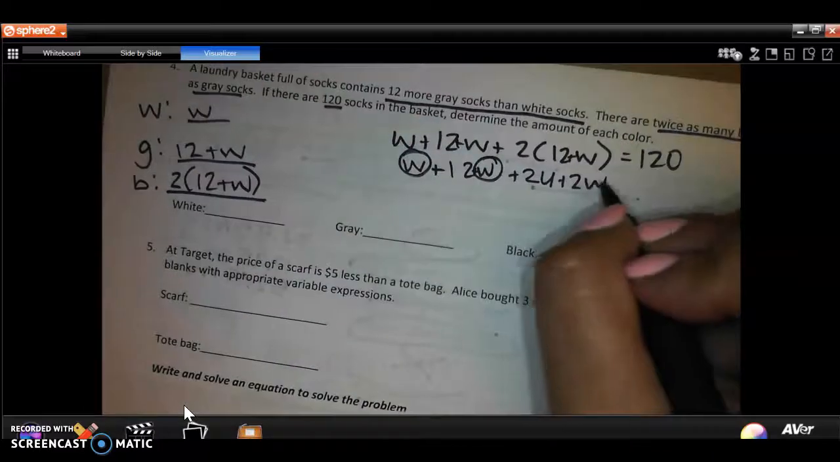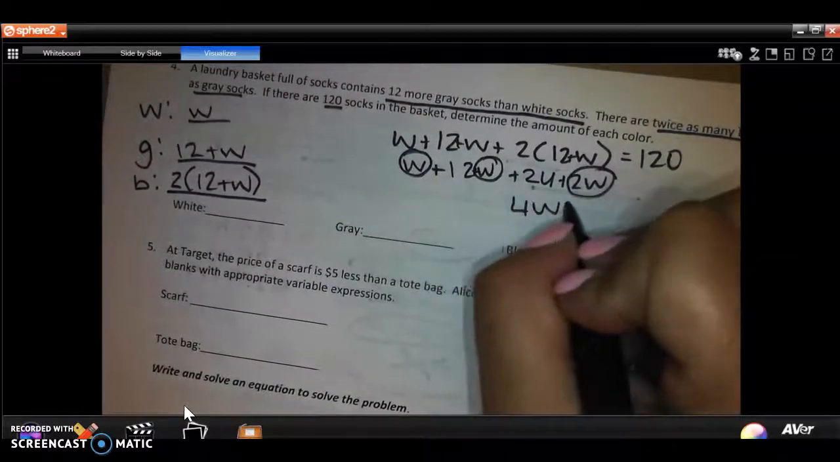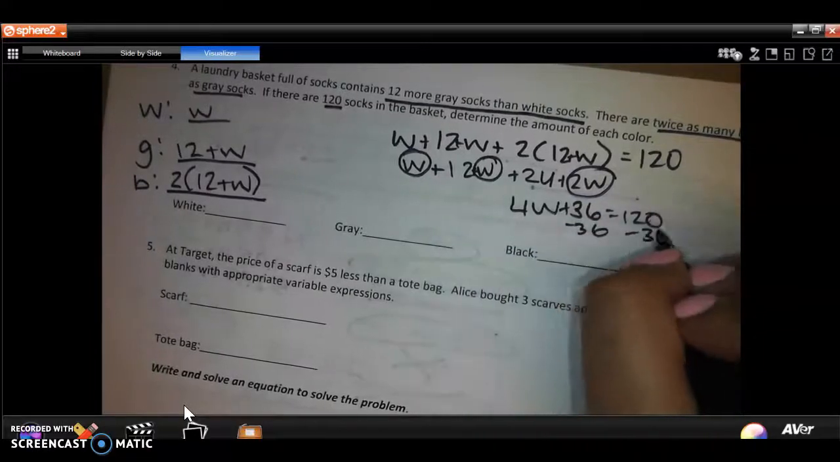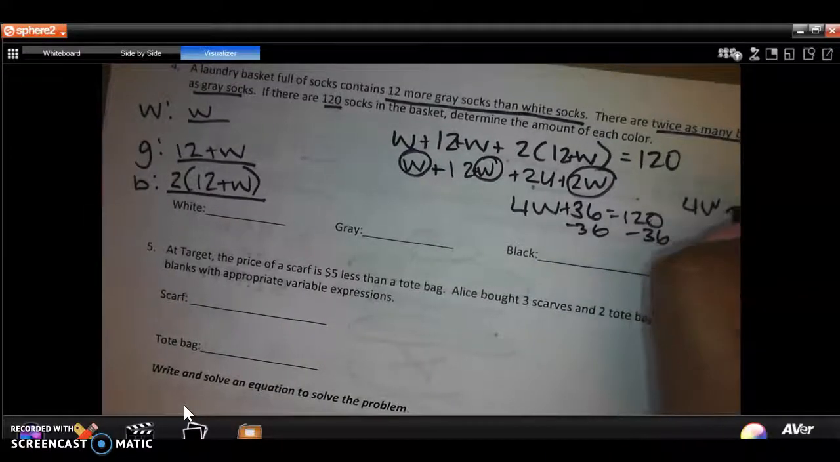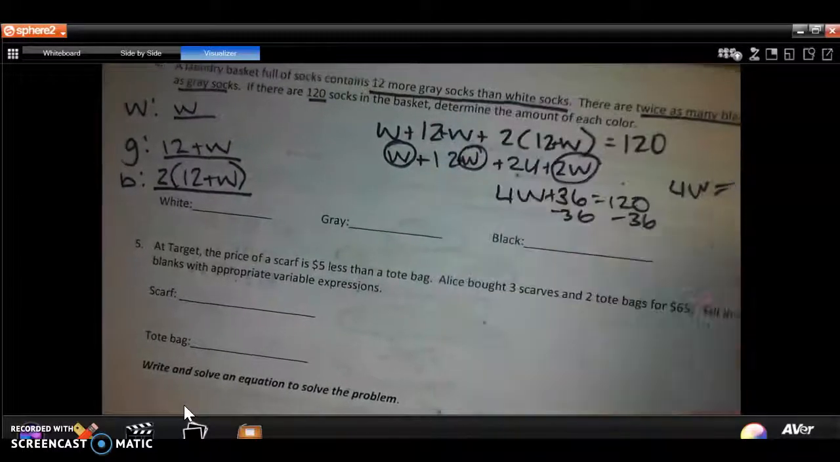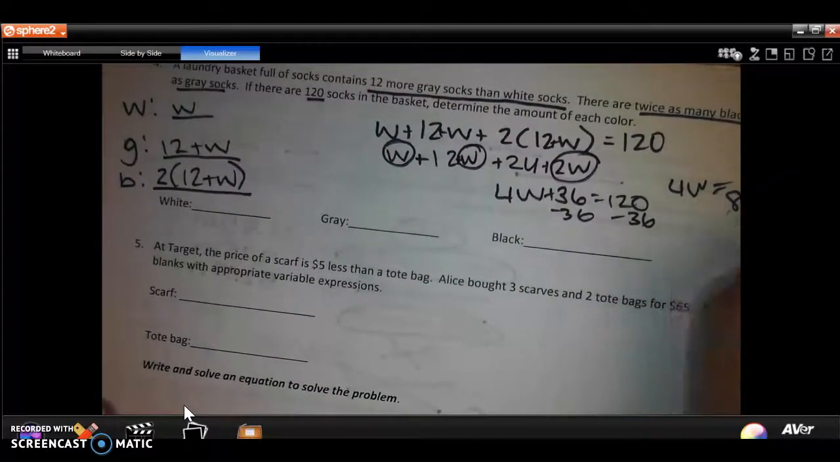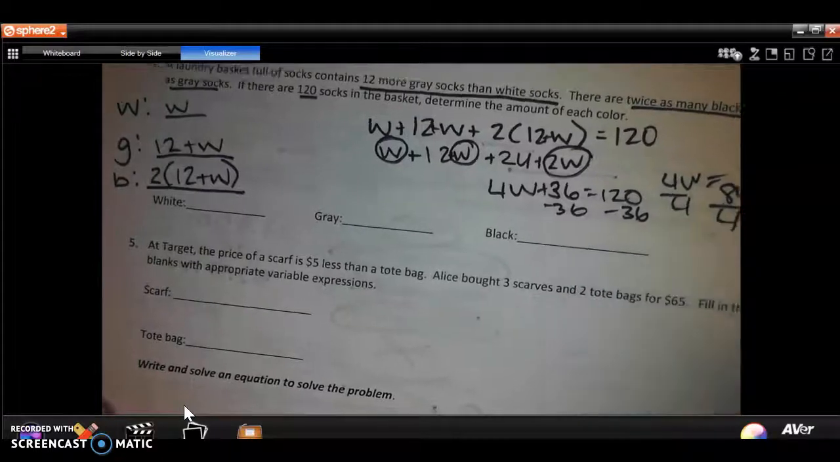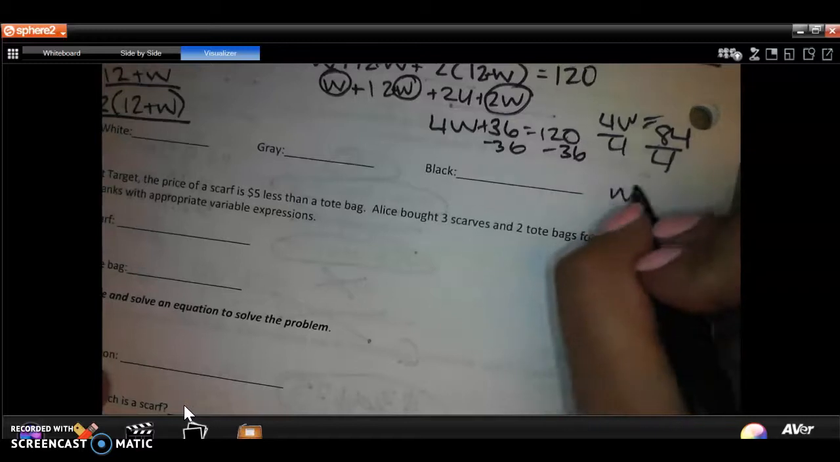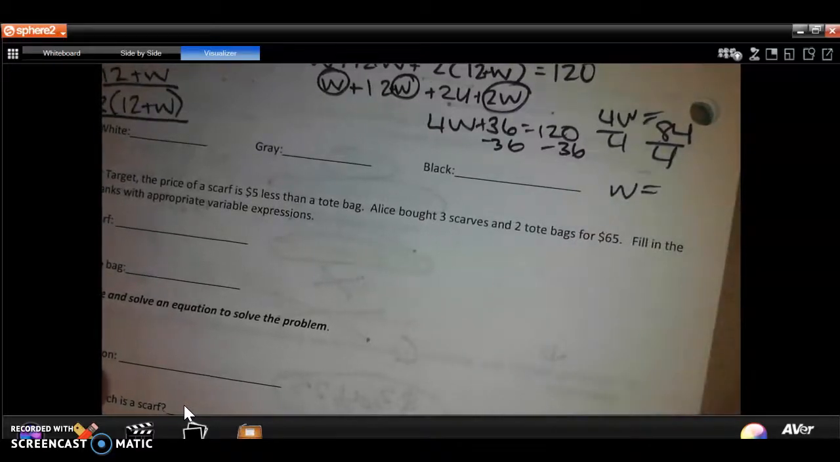Combine your like terms, we get 4W plus 36 equals 120. Subtract 36 from both sides. I know I'm going through this kind of quick, trying to beat the timer. 120 minus 36 is 84. So we have 4W equals 84. Divide both sides by 4. Oh man, 30 seconds. Divide both sides by 4. W is equal to 21.